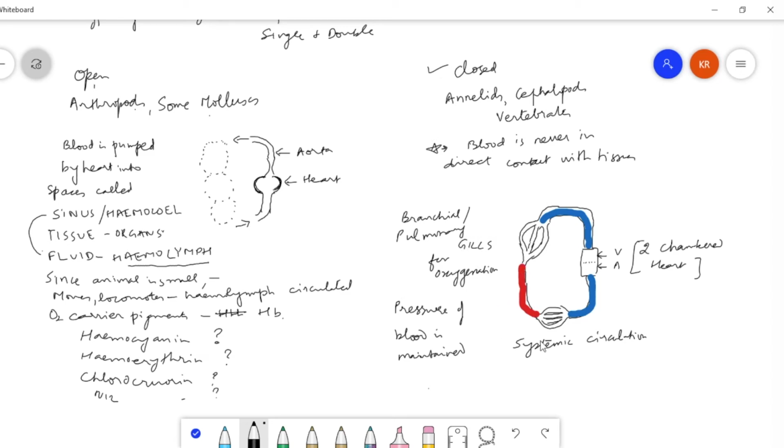Okay, so in this single circulation there is one aspect which we call branchial region or pulmonary region, where it is going for getting oxygenated, and systemic circulation where it is going throughout the body. And the heart is beating with a certain force that is sufficient to be maintained and returned back. So these are the differences between open and closed circulatory systems.